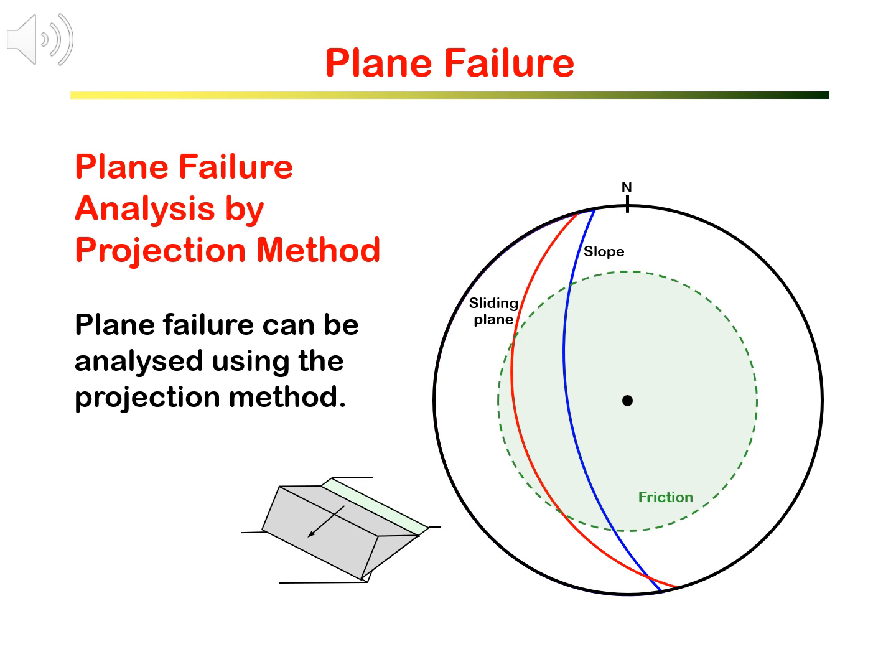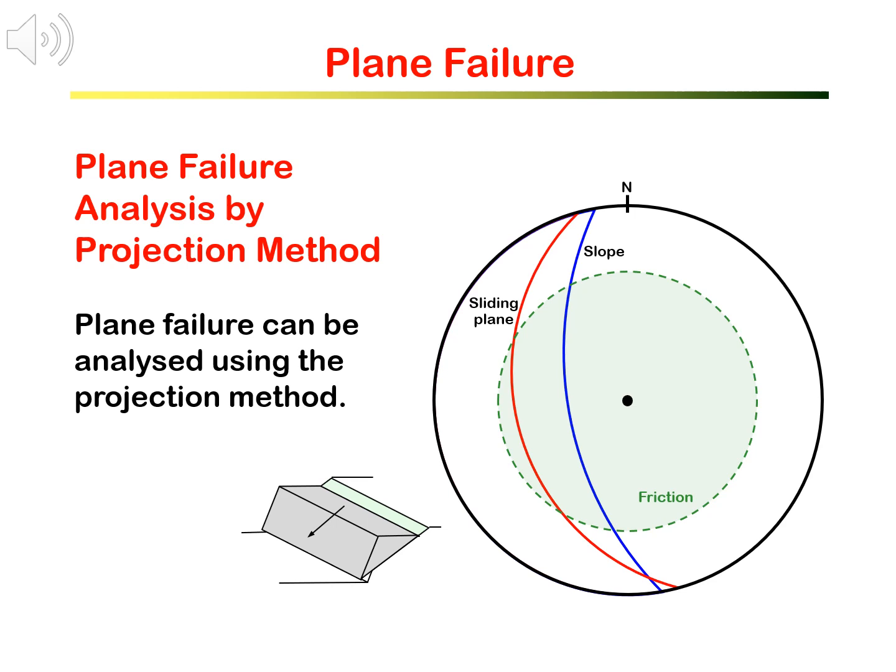The analysis of those two factors can be represented by the projection method. The illustration on this slide shows the analysis of a plane failure by the projection method. Here, the sliding plane is in red and is almost parallel to the slope plane that is in blue. The sliding plane has a smaller dip angle, so the sliding plane daylights on the slope.